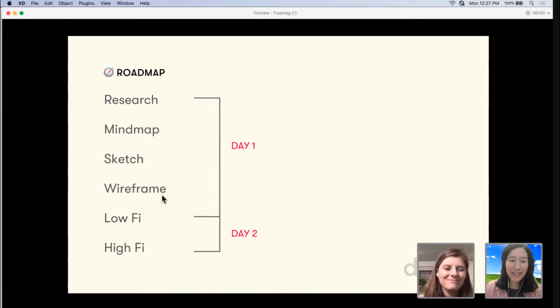some wireframes, and then we'll turn those wireframes into low fidelity designs, all using Adobe XD. And then on day two, we're gonna polish off those into higher fidelity designs. So we are doing a full super condensed design process today and tomorrow.